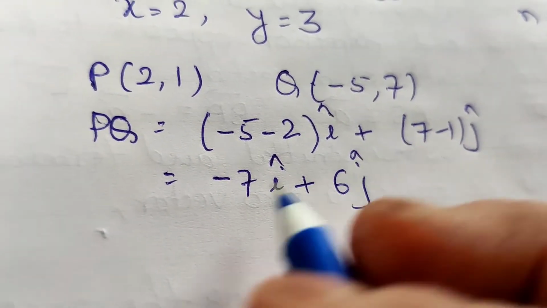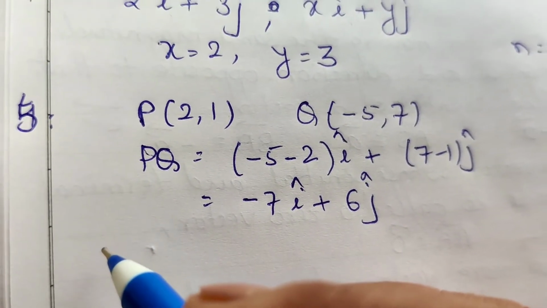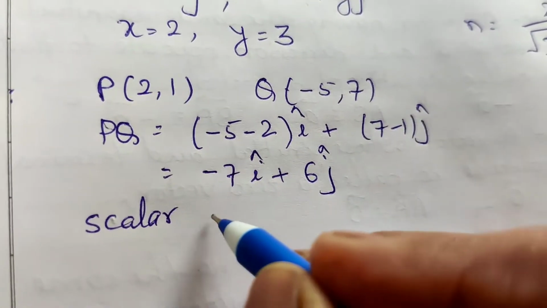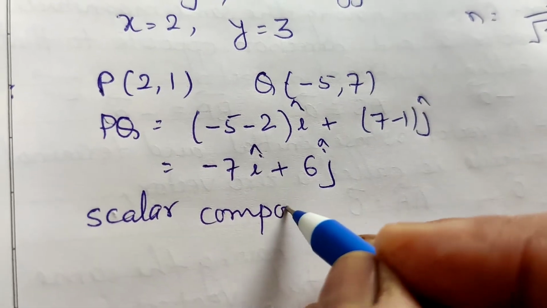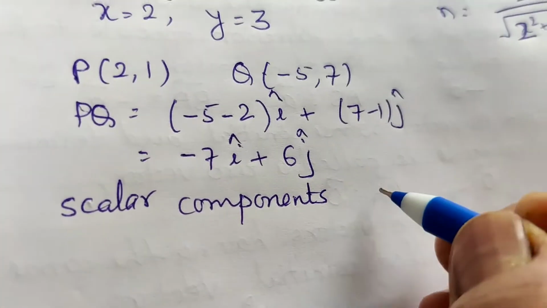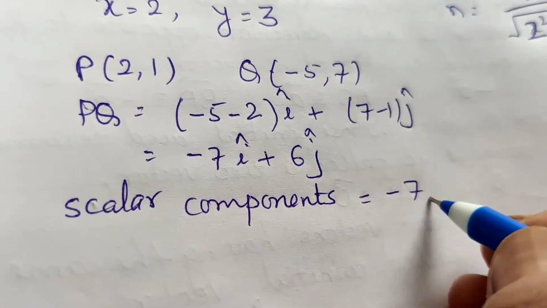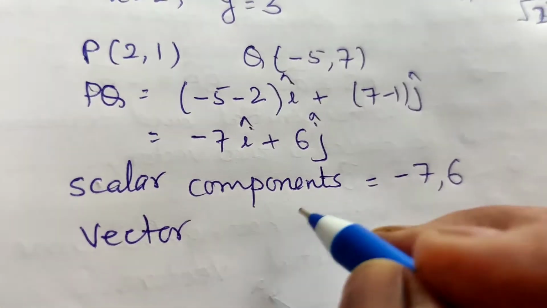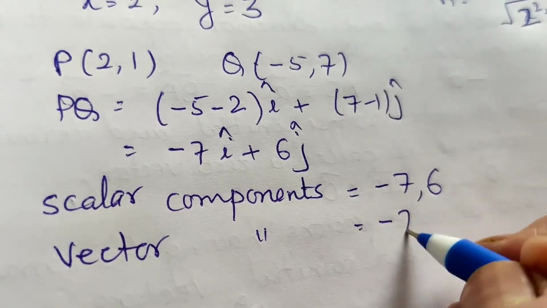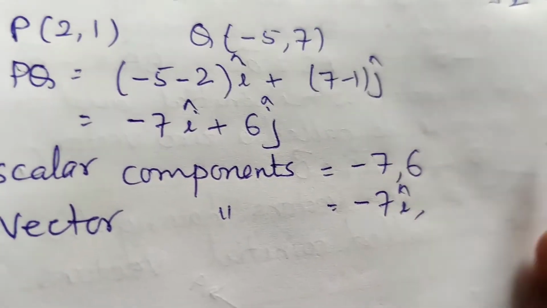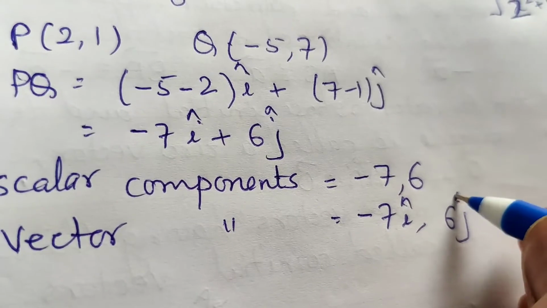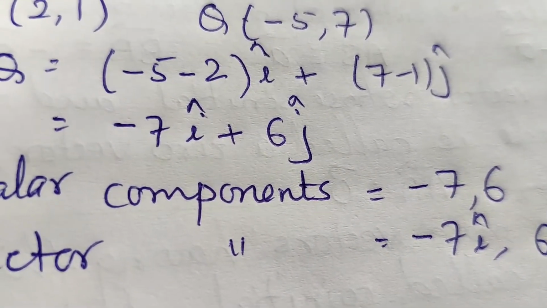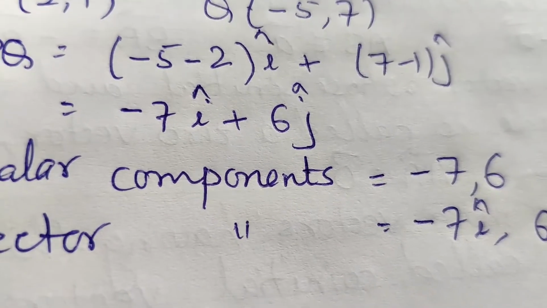Okay. Now the scalar. Find the scalar component. The scalar components are -7 and 6, and the vector components are -7i and 6j, meaning with direction. These are the vector components -7i, 6j. Okay, and scalar is this.